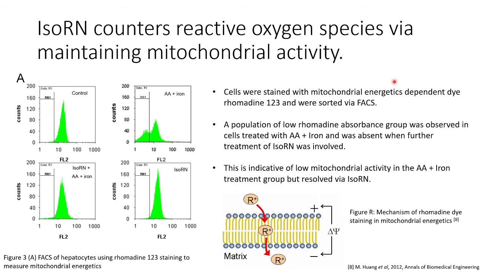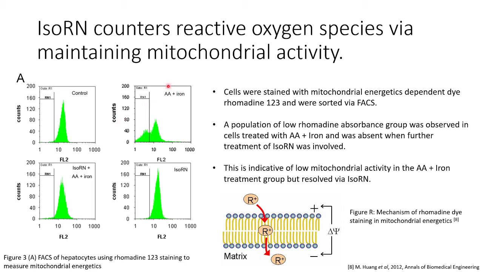The researchers then move on to hypothesize that the mitochondria is therefore the source of the activity, and therefore use a rhodamine stain, which is a direct correlation to the mitochondrial activity within the cells, and run FACS to be able to quantify the mitochondrial activity. So within the control, we can see high fluorescence and high absorbance within the mitochondria, indicating that mitochondrial activity is high within the control setup.